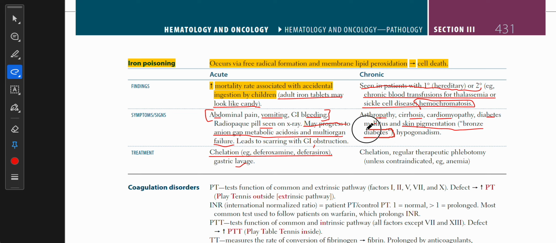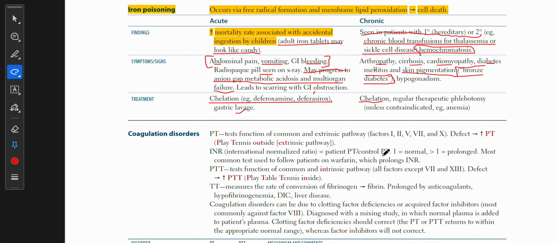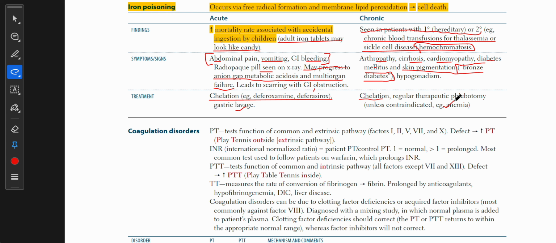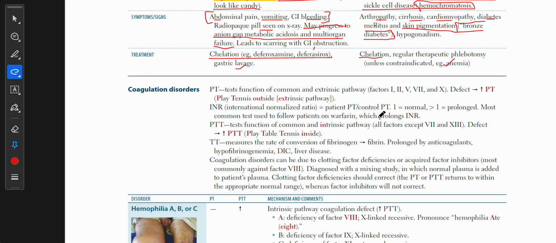You have to remember that. Not only iron overload, there are many other reasons that can manifest as bronze colored skin, but this bronze colored skin usually occurs in iron poisoning. And the treatment is again chelation and regular therapeutic phlebotomy unless contraindicated, for example in anemia, and that is how iron poisoning is finished.